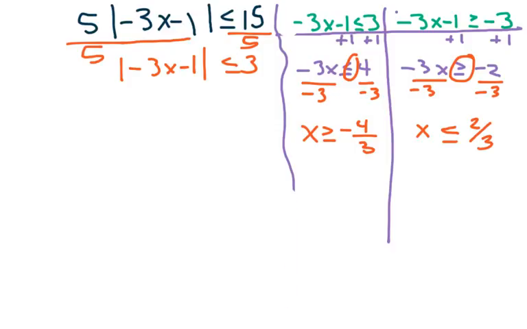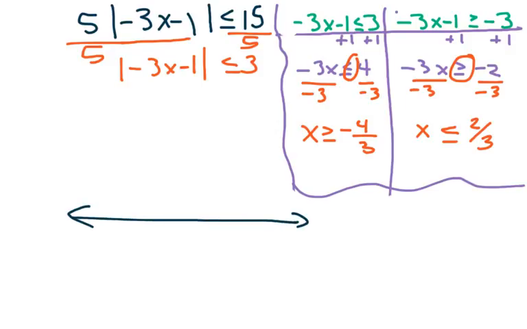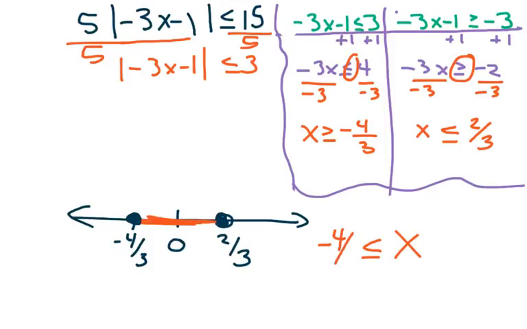All right. I'm going to draw my little number line. I'm going to put my 0 here, negative 4/3 here, and 2/3 here. They both can equal it, so I'm going to color in my circles here. And greater than and less than, so this is another and statement. And I just write x is in between negative 4/3 and 2/3 inclusive. It includes the 2/3 and the negative 4/3.